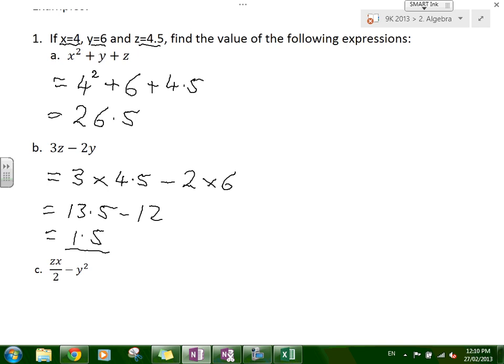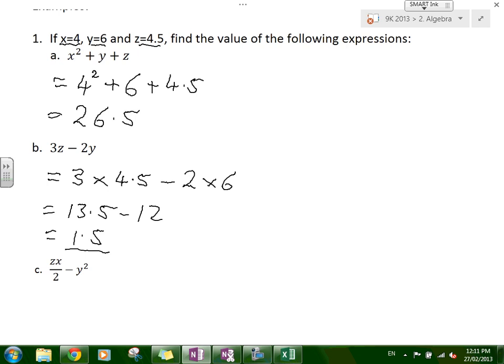Okay, so that's the way that we work this. If it says z, you substitute the value in. If it says y, you substitute that value in. And then you have to do order of operations, make sure it's all correct, and then you can work out what the solution is. Okay? I'll do the next one.